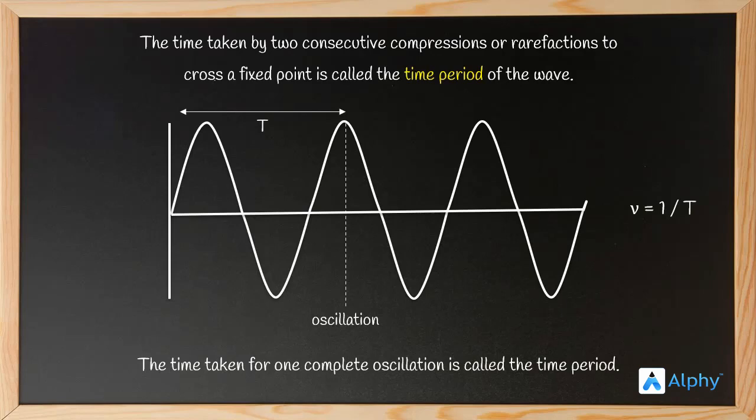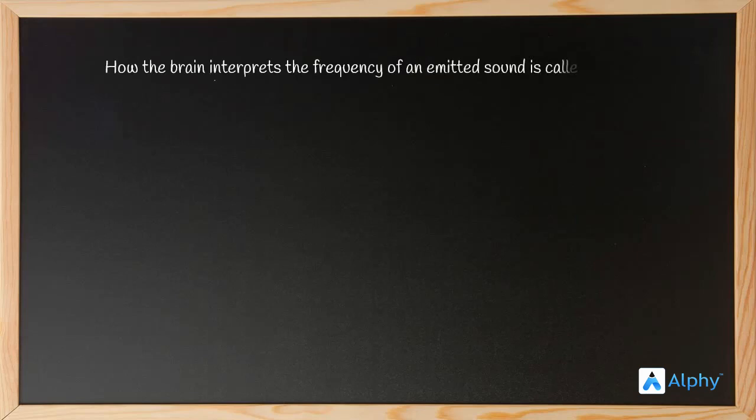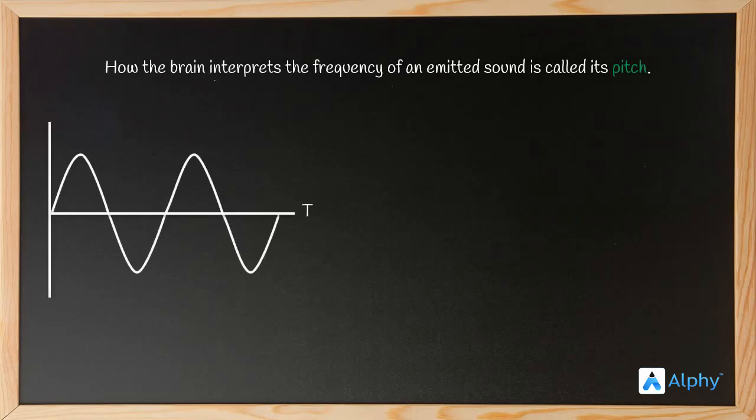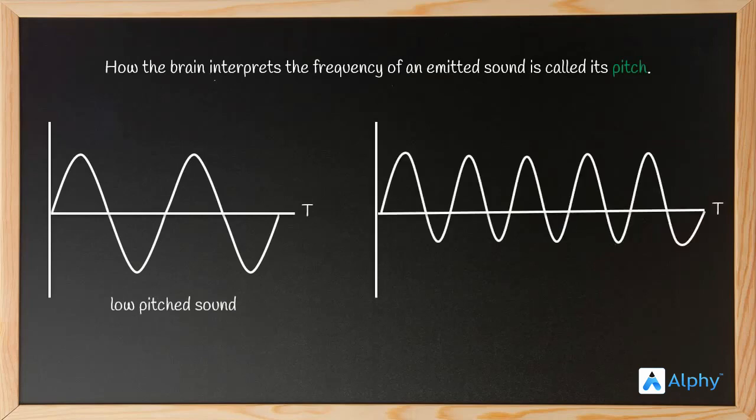Moving on to simpler things, what is the difference between the voice of a man and a woman? They sound very different. Why? Because of the pitch. How the brain interprets the frequency of an emitted sound is called its pitch. Let's see this with a wave. The T here represents a certain time since pitch is related to frequency. Here we can see that the wave has completed about 1.5 oscillations. This is a low pitch sound, like that of a man. On the other hand, this wave shows much more oscillations but in the same time period. This is a high pitched sound.